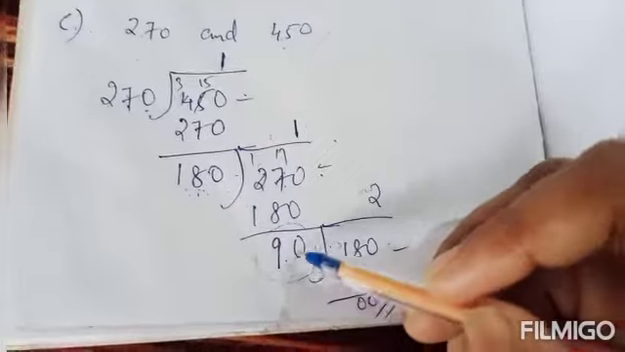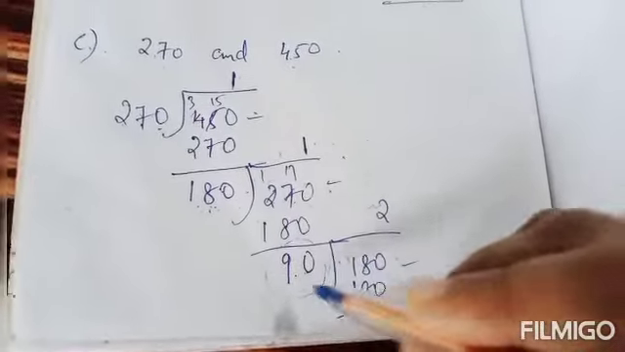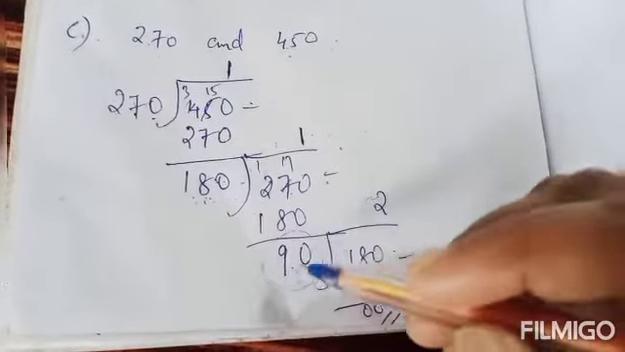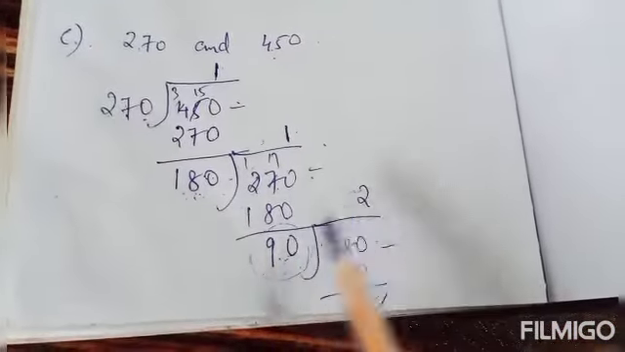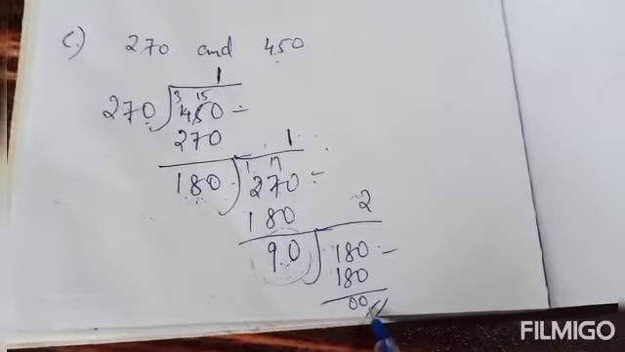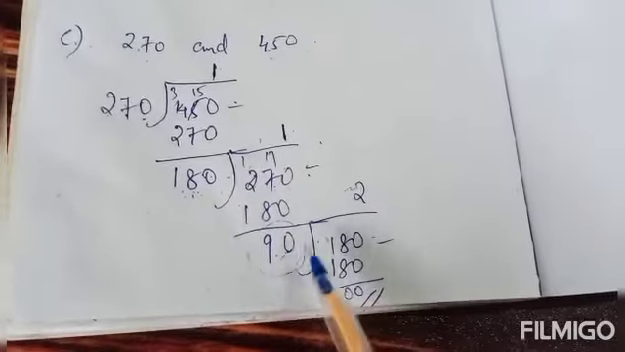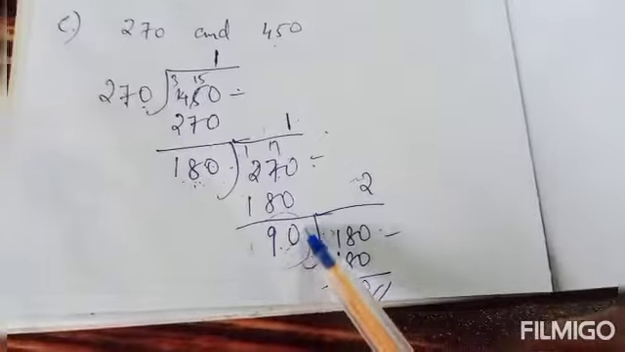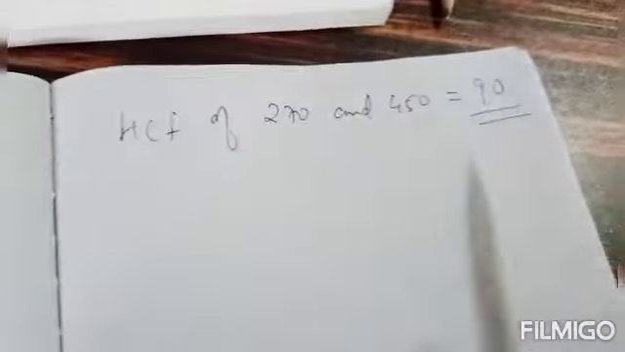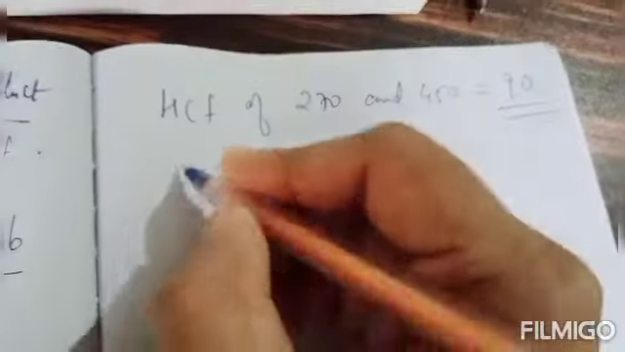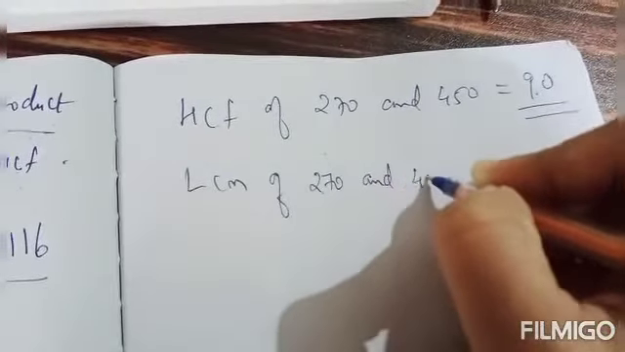So next step, divide 180 by 90. The divisor will become the dividend and the remainder will become the divisor. So 180 by 90, you will get 90 into 2, 180. The remainder is 0. So the HCF of 270 and 450 is the last divisor, 90. So you got the HCF of 270 and 450 as 90. Now you need to find the LCM of 270 and 450.